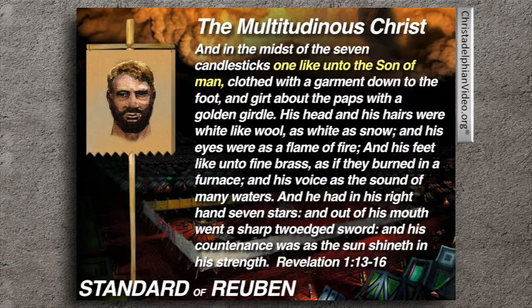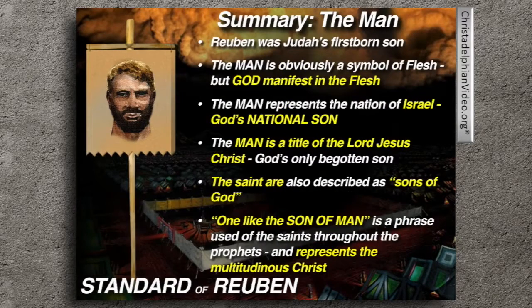And so we have the man, which is the symbol, of course, of Reuben, Judah's firstborn son. It's a symbol of flesh. But not just flesh, it's God manifest in the flesh. A man that represents the nation of Israel, God's national son. A man that is the title of the Lord Jesus Christ, God's only begotten son. And the saints who are described as being sons of God, or one like the Son of Man, the multitudinous Christ. This is a picture of those people who God uses to carry his name amongst the Gentiles.